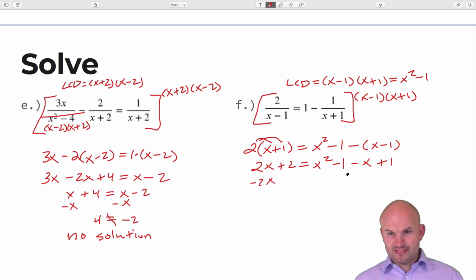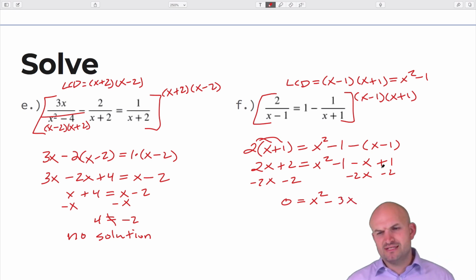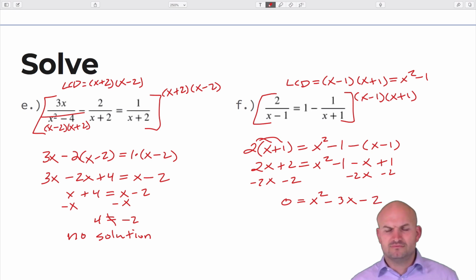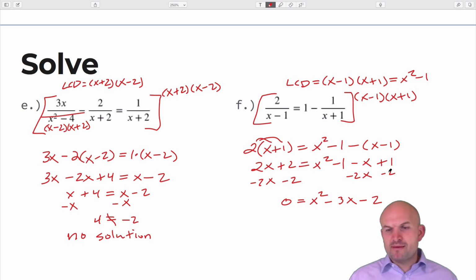Let's subtract the 2x to both sides. Let's subtract the 2 to both sides. So I get 0 equals x squared minus 3x. And then let's see, that becomes a negative, what's a minus 2? Is this a problem? I kind of forgot about this example. Yeah, that is the answer. Okay, so that becomes a negative 1, or that becomes 0 minus 2.